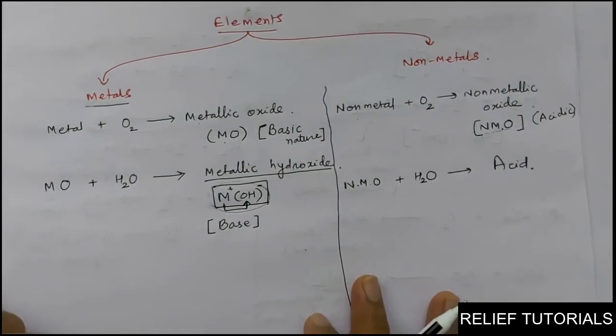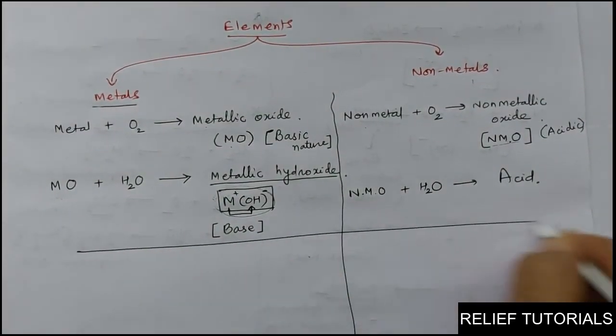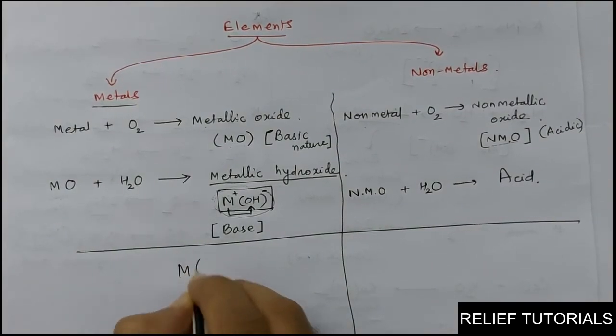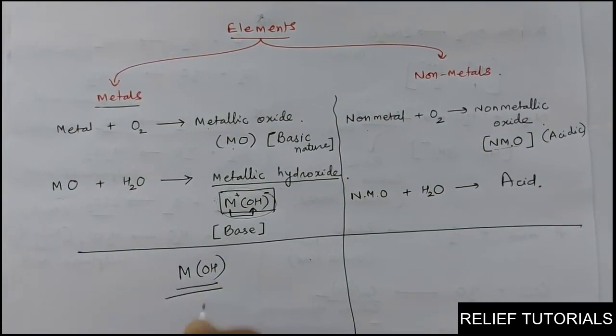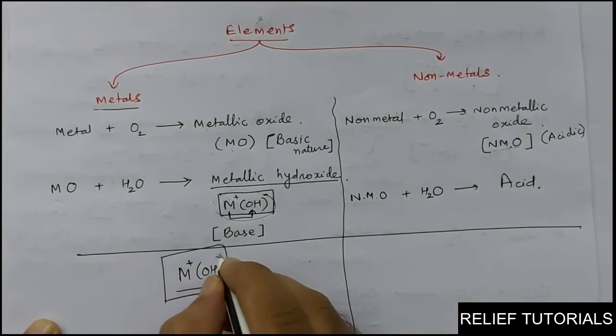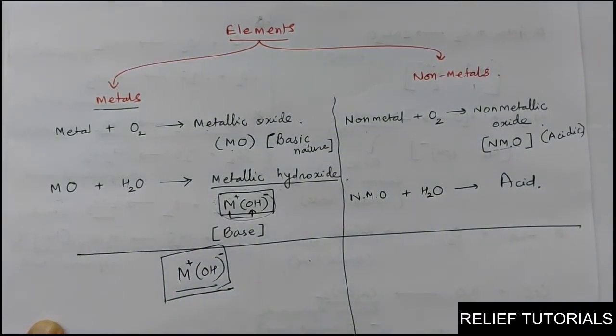For every base, let's add something here. What we will see is that for every base the composition is MOH. For most of the bases, there are some exceptions, but we are not going to discuss that here. Most bases are of this composition, MOH, where M is a metal having positive charge and OH is always 1 minus. It is fixed.